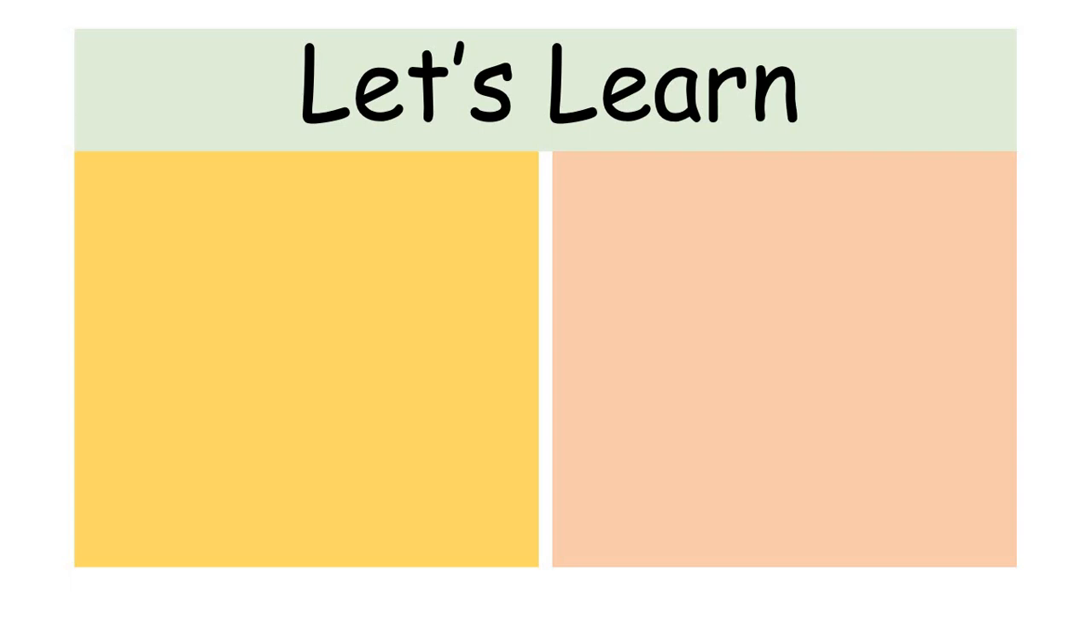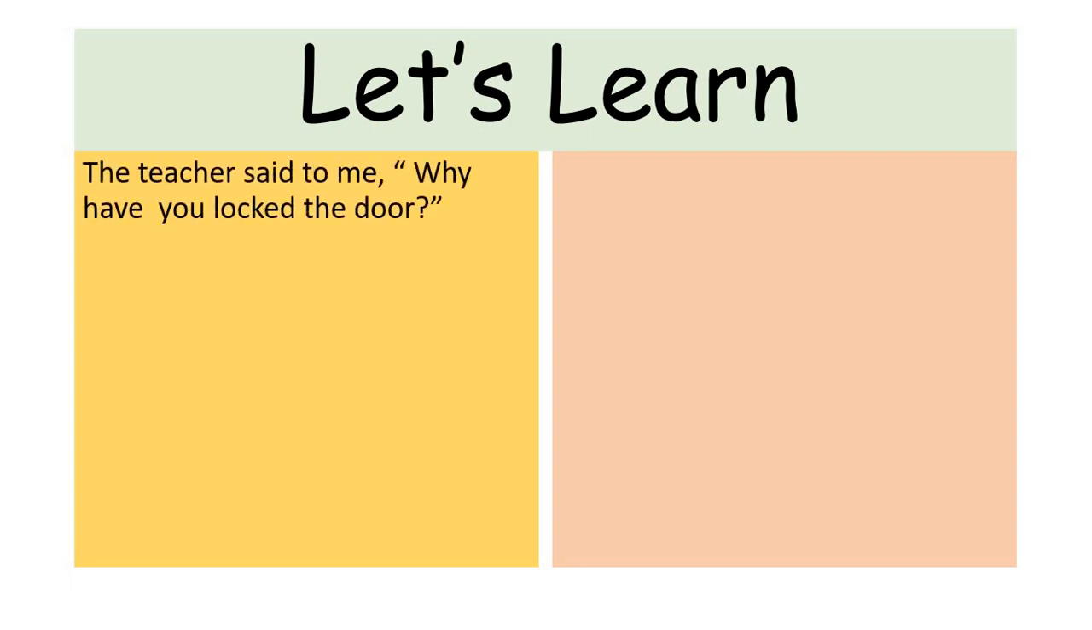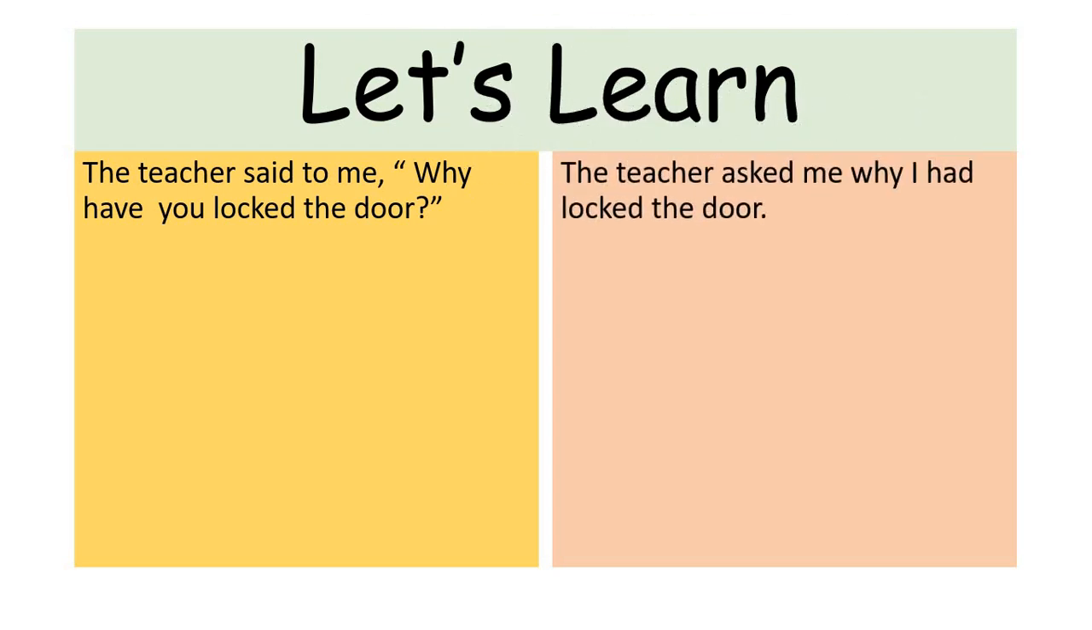And let's learn some examples given here for your better understanding. The teacher said to me, why have you locked the door? Now this sentence will convert into indirect in this manner. The teacher asked me why I had locked the door.